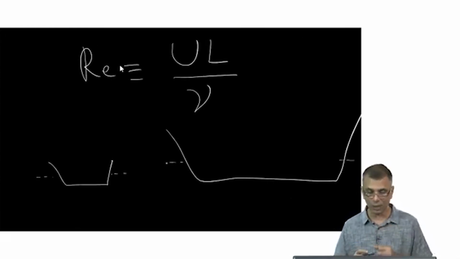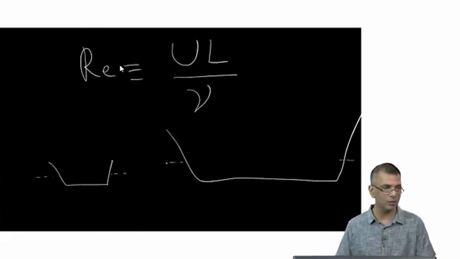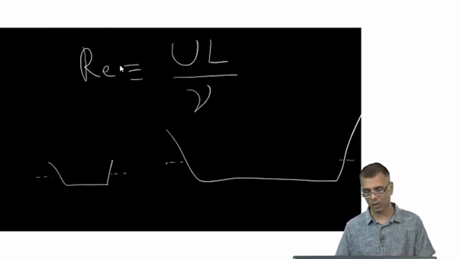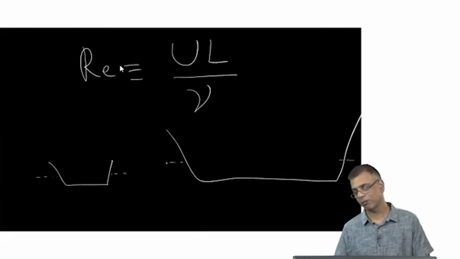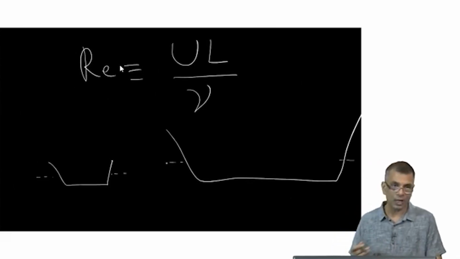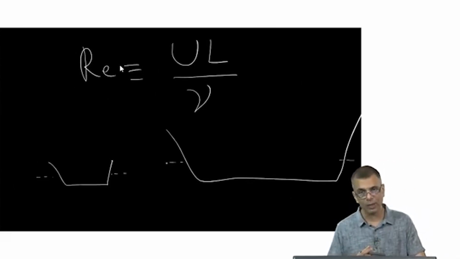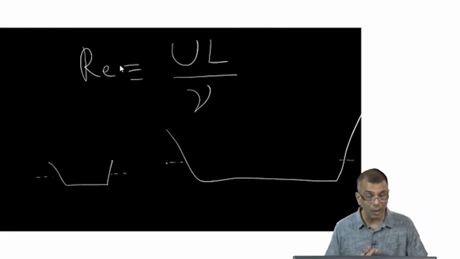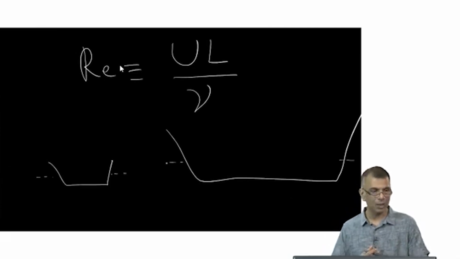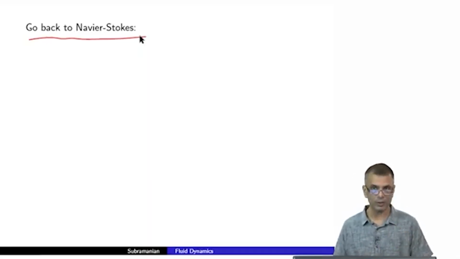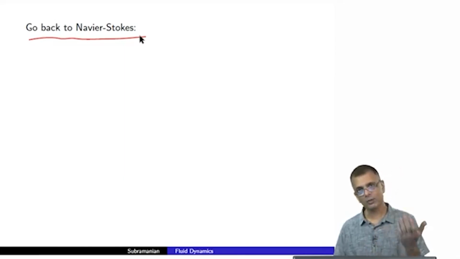So this is something to be kept in mind if you want to use this clever thing about dynamic similarity. It's a very useful concept. It's used to figure out things like the drag on a ship, the drag on an airplane wing, the drag on a car, all kinds of things. Okay, so having re-emphasized this concept of dynamic similarity, let's now go back.